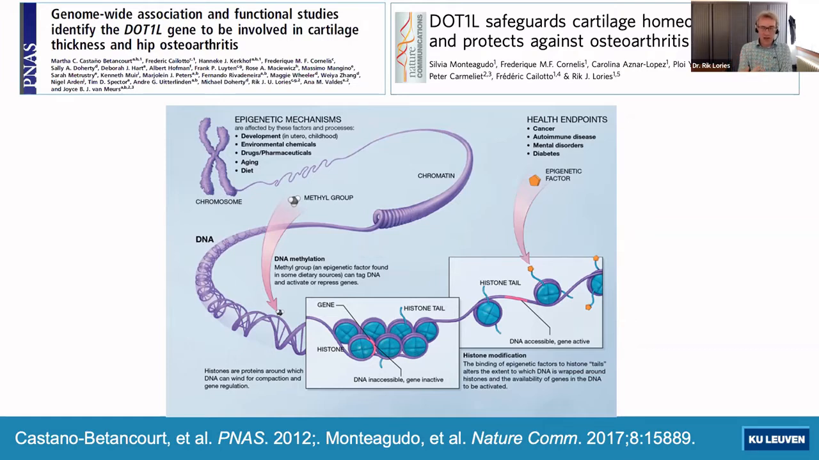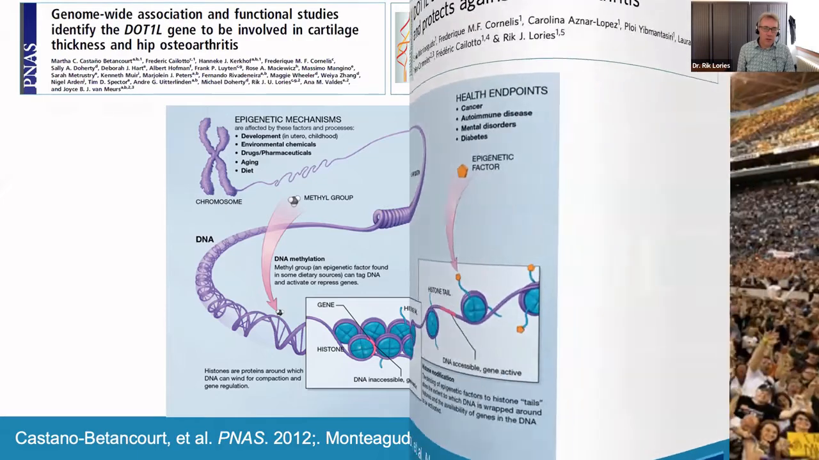And so histone methylation, like histone acetylation, is one of these processes that helps to fine regulate the transcriptional machinery. And DOT1L is quite a unique molecule because it's the only known H3K79 methylase, which means methyltransferase, which means that it methylates the lysine 79 group on histone 3. This has been associated with a number of processes during development as well as with disease. And so in collaboration with our friends from Rotterdam, we found a functional association between polymorphisms in DOT1L and osteoarthritis. And subsequently, we went on to further study the biology of this.